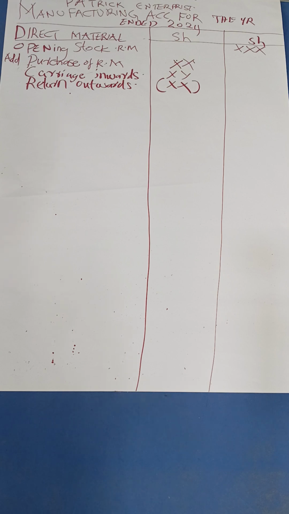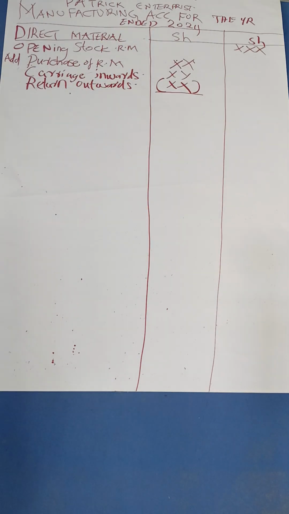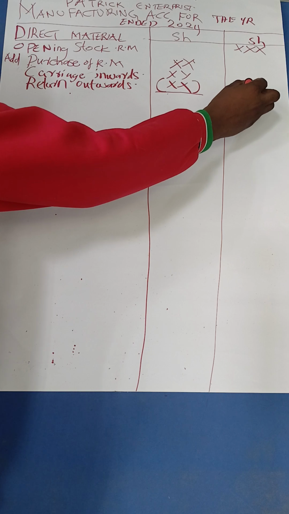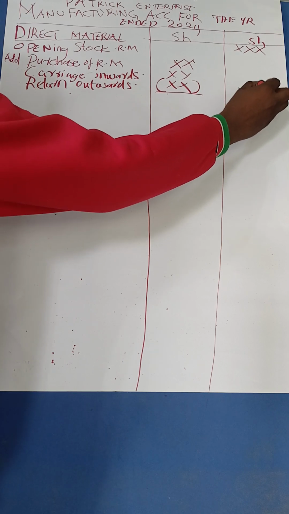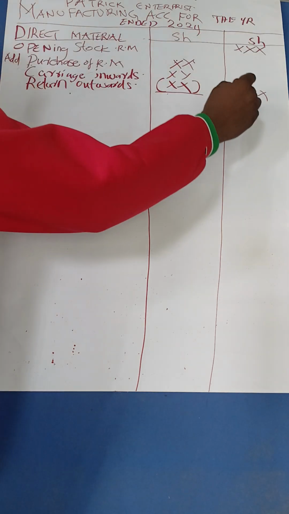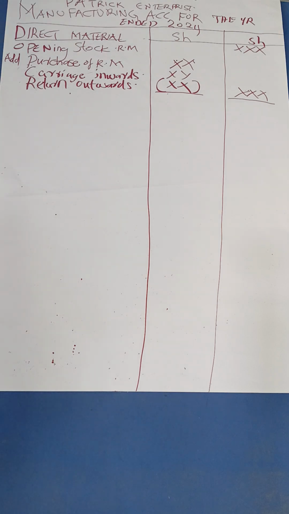Good. So what next now? We have now to do what? After you have done the adjustment, the figure you'll get here, don't indicate it here, put it here. Put that figure there. You see? If you put it there, now you add it to this. You add to the opening stock.